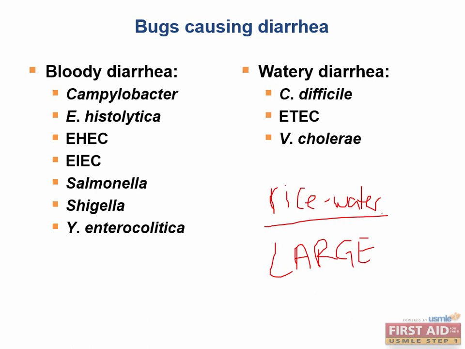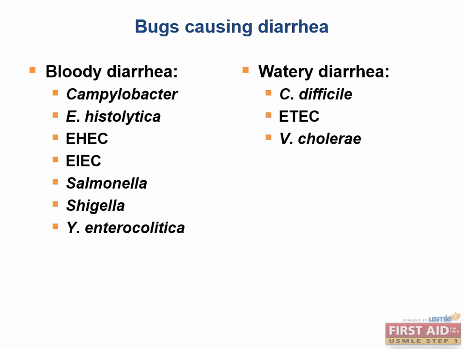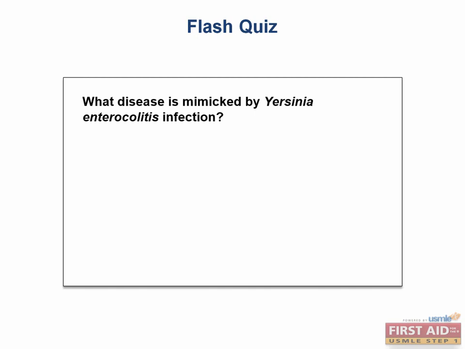Remember, diarrhea causes a non-anion gap metabolic acidosis. This is a favorite on the boards. Finally, other causes of watery diarrhea include several protozoa, including Giardia and Cryptosporidium, as well as several viruses, including rotavirus, adenovirus, and norovirus. Now time for a flash quiz.